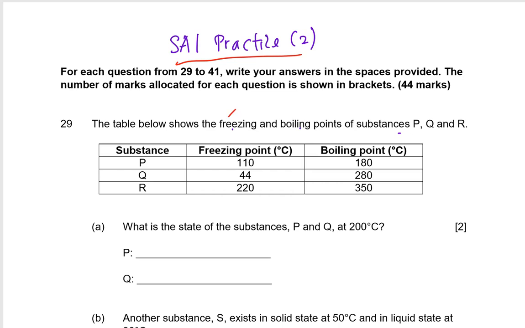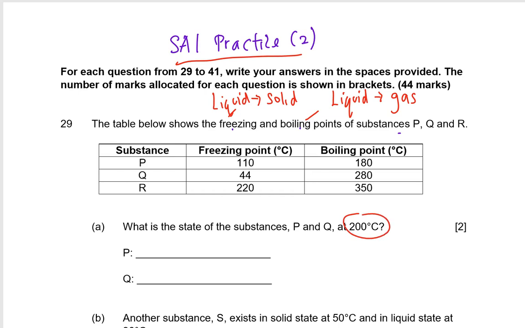So let's just recap. When it comes to freezing, we are talking about things that change from liquid to solid. Whereas when we talk about boiling, like boiling water, it starts off as liquid and becomes water vapor. That's why you see all the smoke that comes out when you boil water. It changes to gas.